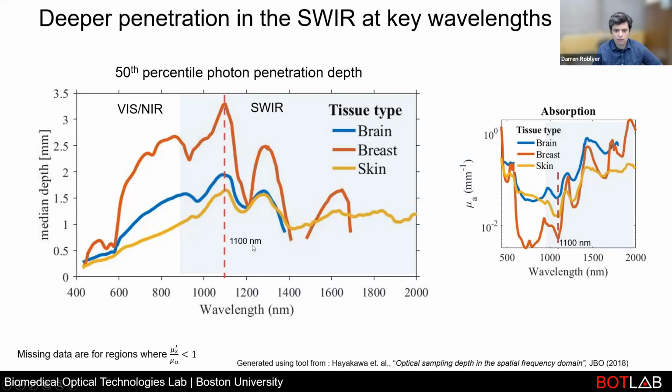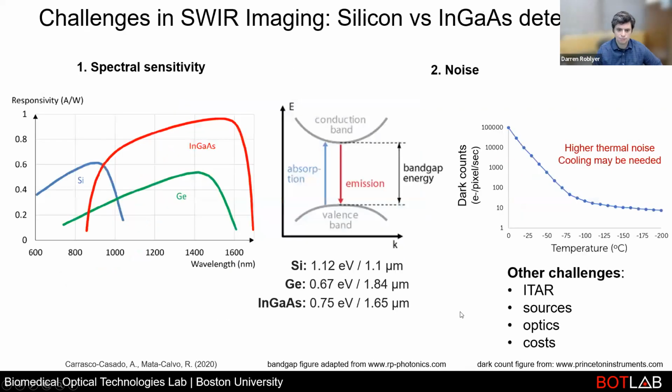And this window around 1100 exists because water and lipid have a local minima, causing local minima in the mu-A, whereas scattering is also decreasing. Now, past 1100, there's just too much absorption from water, and you start to lose penetration depth again. But I'll come back to this 1100 nanometer later in the talk, because it's a useful wavelength.